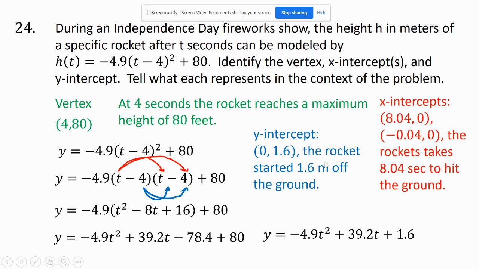So the rocket starts 1.6 meters off the ground. That's what it means. The starting height of the rocket is there. A lot of information from this one story problem.